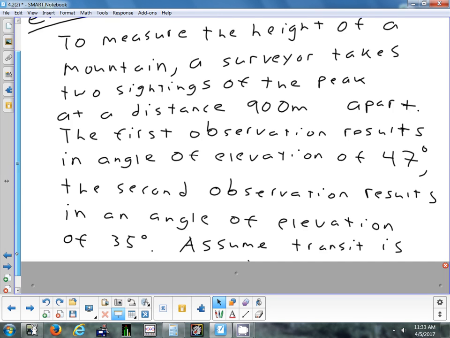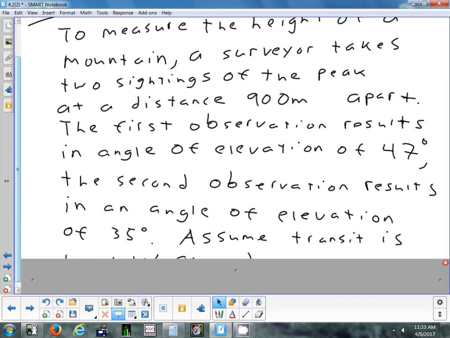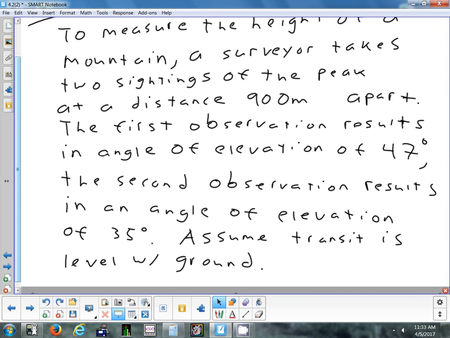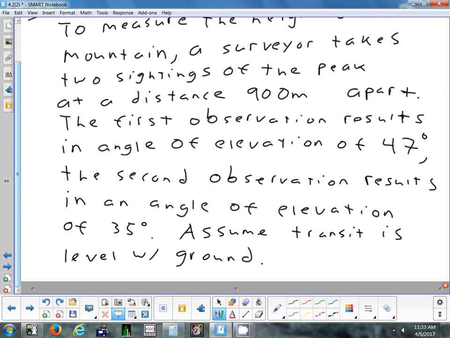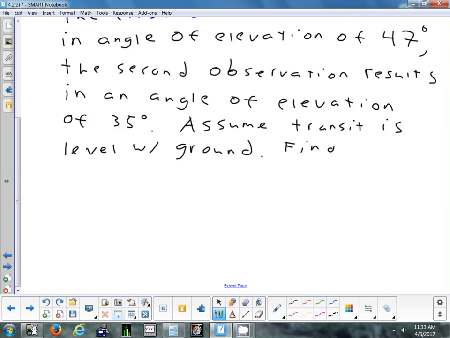And we're going to assume that the device the person's using to measure the angles is level with the ground. In reality, that wouldn't be true. Usually the device they use is on like a tripod, and it's like 5 feet or so off the ground. But assuming that the device they're using is level with the ground just makes it a little easier. Okay, so we want to find the height of the mountain.